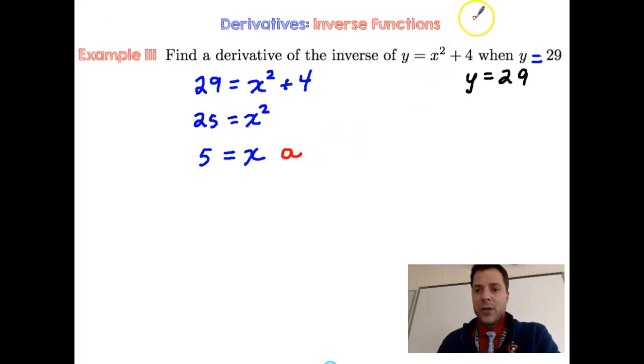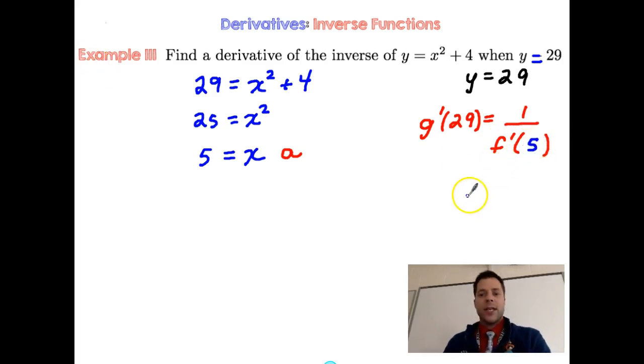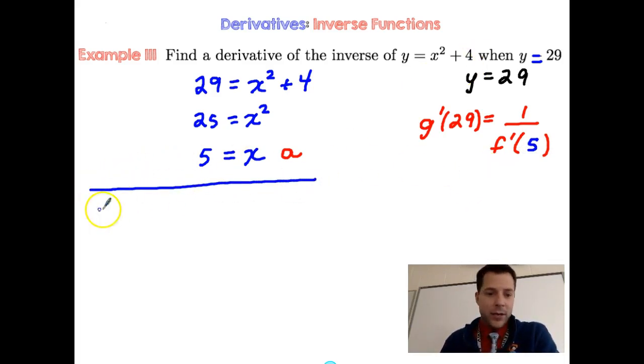Okay, so now this is the tricky part, it's not written here, we're looking at g prime of 29 equals 1 over f prime of a. In this case, our a is going to be 5. That's what we're looking at. So guess what we need? We just need f prime. Okay, sweet, another polynomial, or y prime in this case, so y prime is 2x. Awesome.